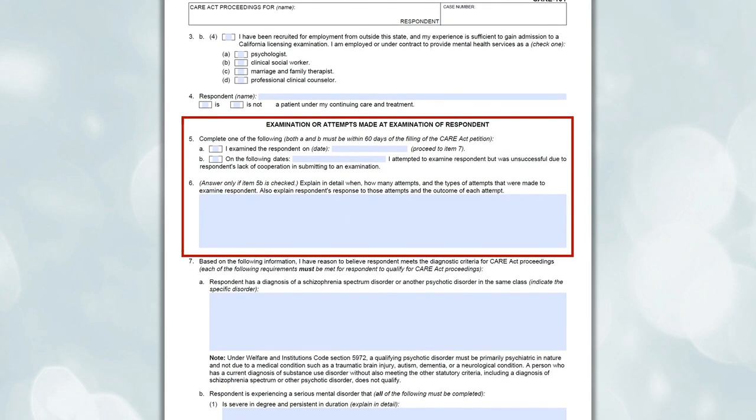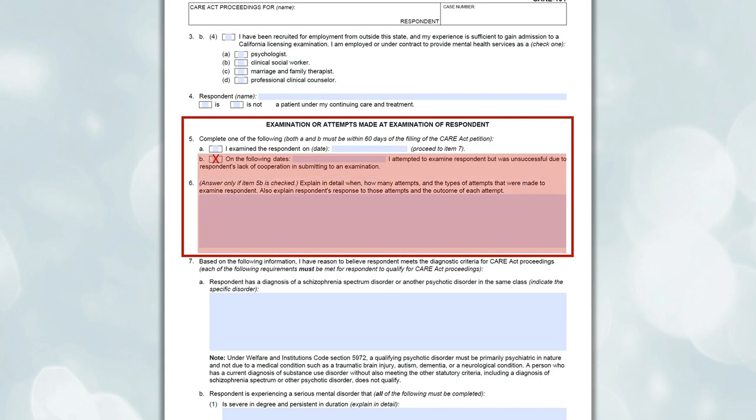Next, you will indicate if you have examined the individual or if you have made multiple attempts, both within 60 days of filing the petition. Item 5A asks you to indicate if you have examined the respondent and include the date. If this is the case, you can skip item 6 altogether. Click item 5B if you have attempted to examine the respondent but were unsuccessful due to the respondent's lack of cooperation and include the dates.